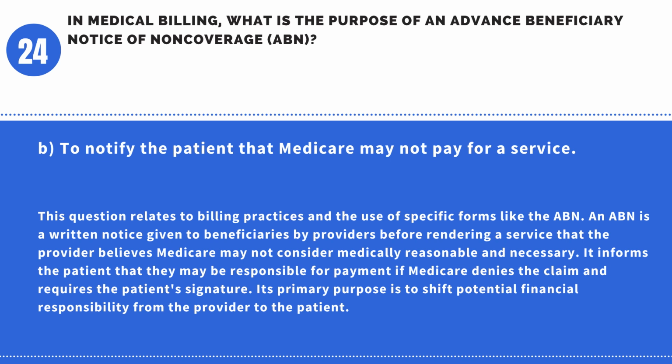This question relates to billing practices and the use of specific forms like the ABN. An ABN is a written notice given to beneficiaries by providers before rendering a service that the provider believes Medicare may not consider medically reasonable and necessary. It informs the patient that they may be responsible for payment if Medicare denies the claim and requires the patient's signature. Its primary purpose is to shift potential financial responsibility from the provider to the patient.